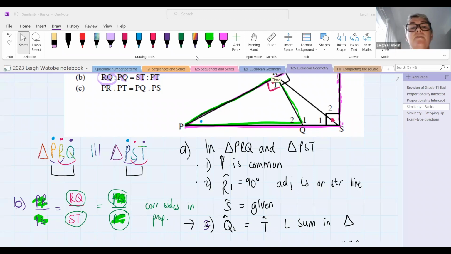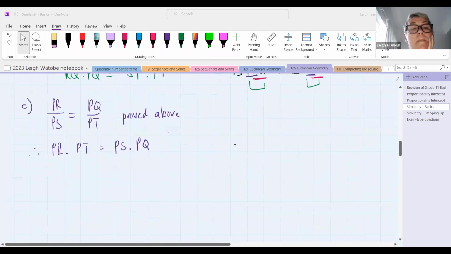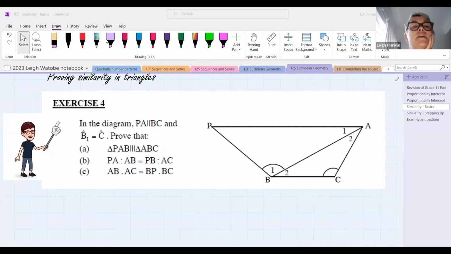You need to have a good understanding of the proportionality intercept theorem in order to be able to continue with similarity. That's why they do proportionality intercept theorem first and similarity second, because we need the one to be able to do the other. So let's go down and have a look at this example over here.